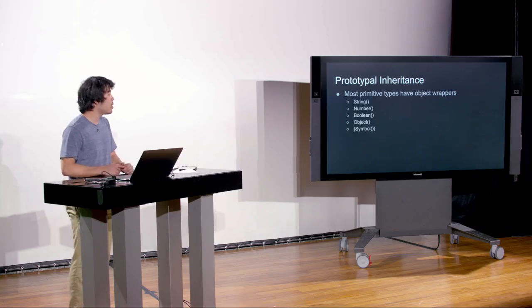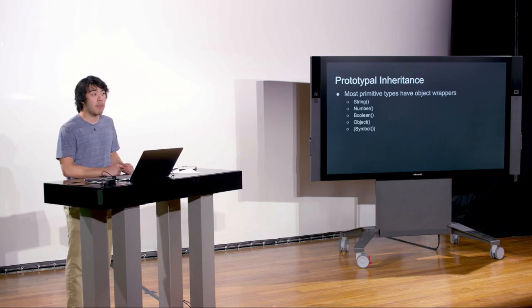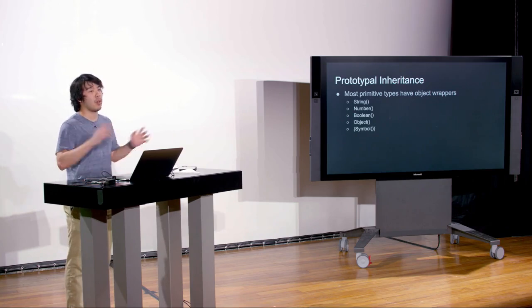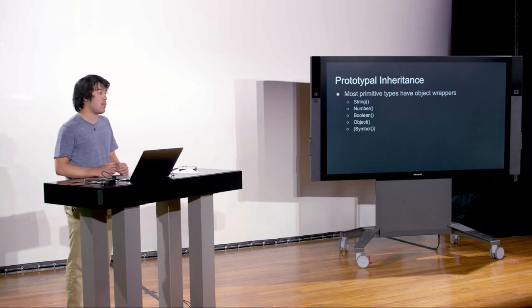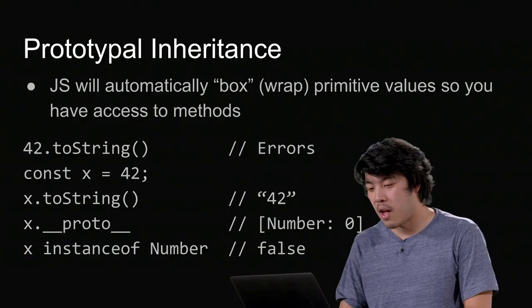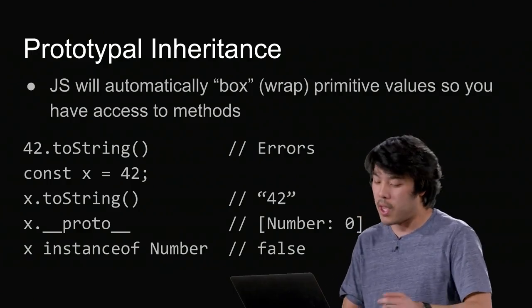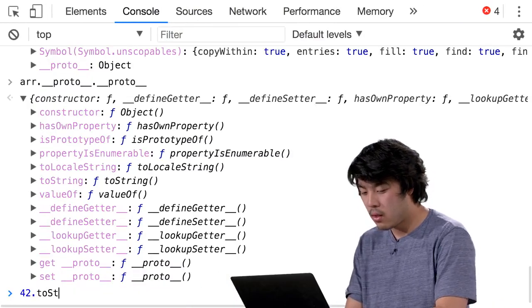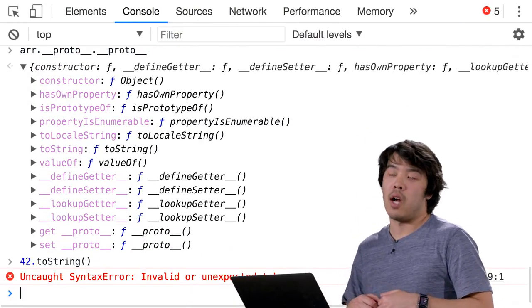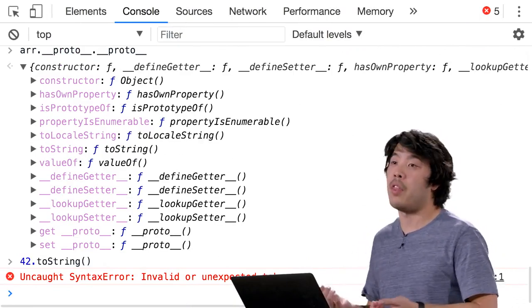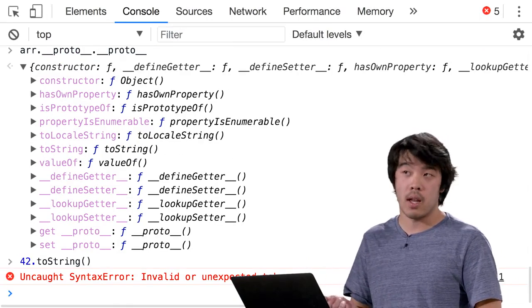Cool. So most primitive types have object wrappers. We talked about how primitive types don't have any methods associated with them, but primitive types also have wrappers that have prototypes associated with them. What the heck does that mean? If I were to do 42.toString, it's going to be like, what the heck do you mean, 42.toString? I told you that these primitive values don't have methods, and so 42.toString doesn't really make sense.